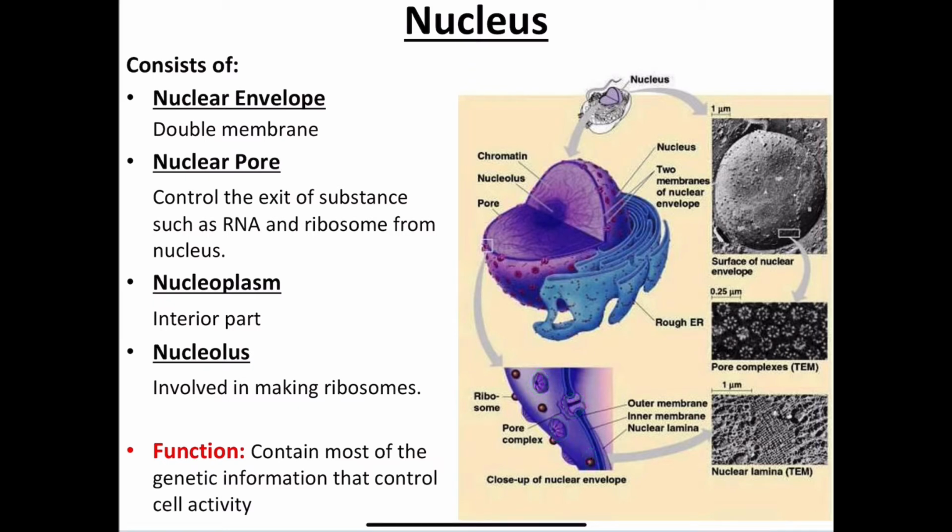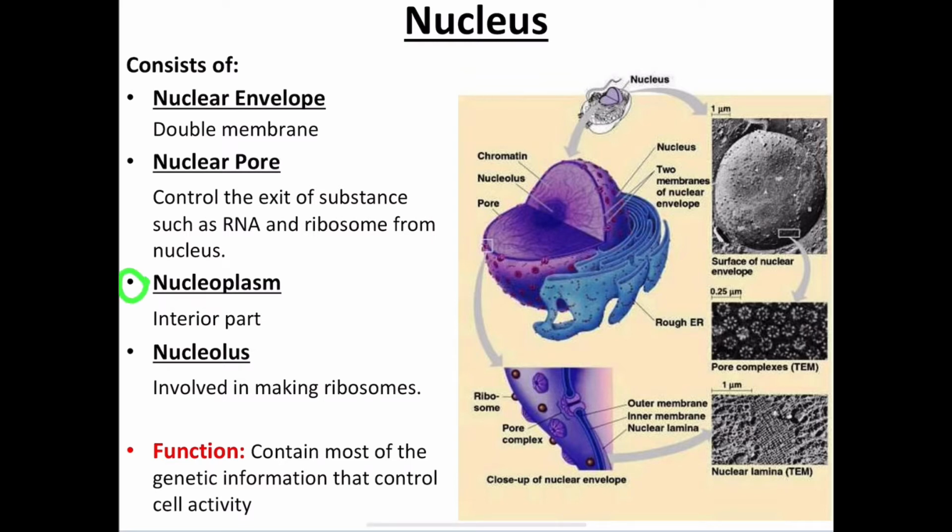So itu adalah nuclear pore. So apa tujuan nuclear pore ataupun apa fungsi nuclear pore? It control the exit of substance seperti RNA. So dia mengawal pergerakan substance, for example RNA untuk keluar daripada nukleus ke cytoplasm. Okay, ke cytoplasm. So siapa yang akan kawal pergerakan ini? Nuclear pore yang akan kawal.